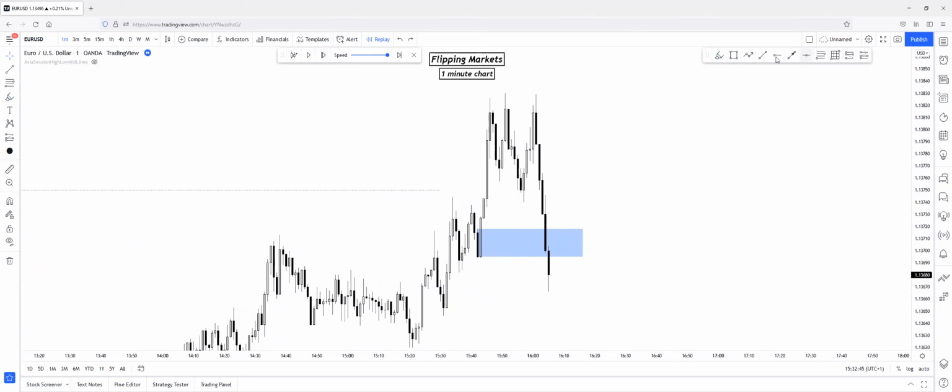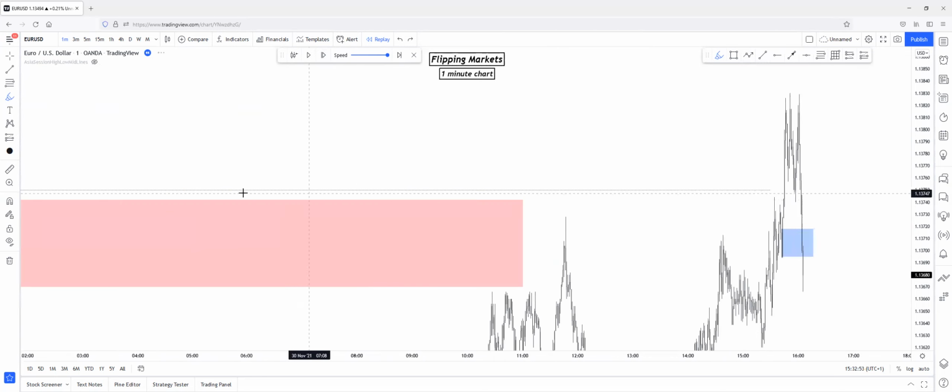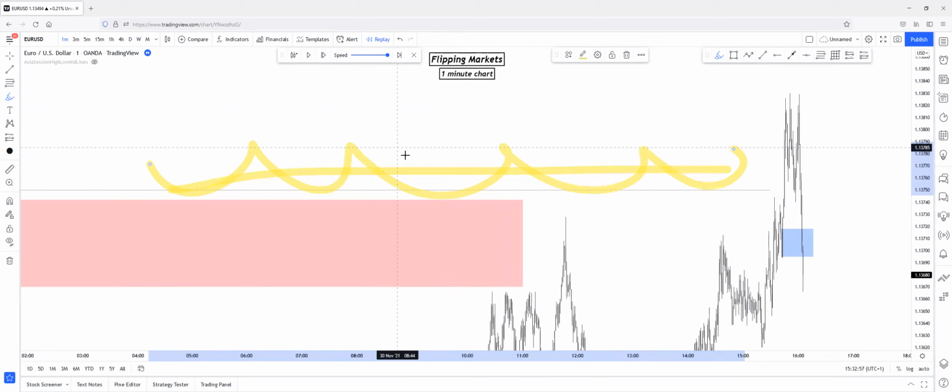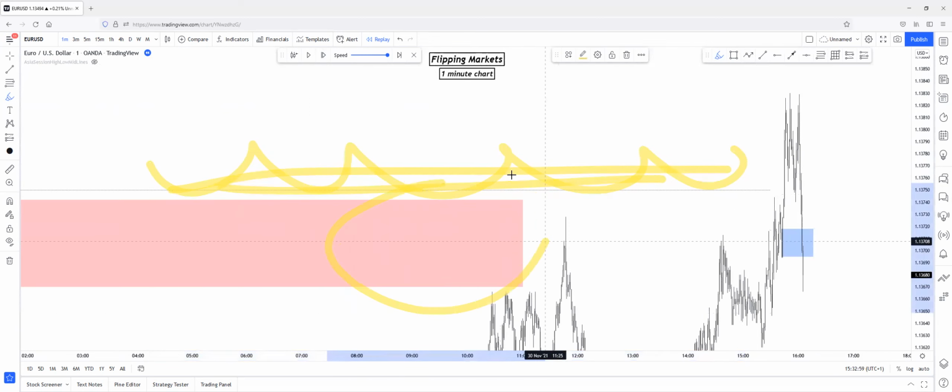And as you can see, price broke through the last demand zone that created the liquidity sweep and the break of structure to the upside in 1 minute. And price swept all of the liquidity from above this line, swept the trillions and trillions of dollars from above this line, from above the supply zone.